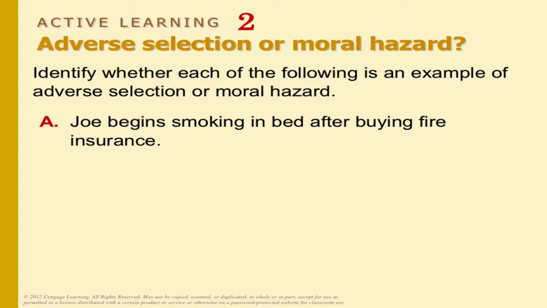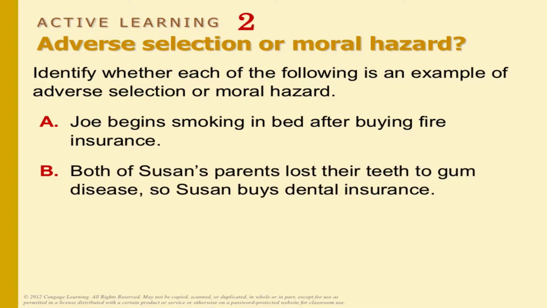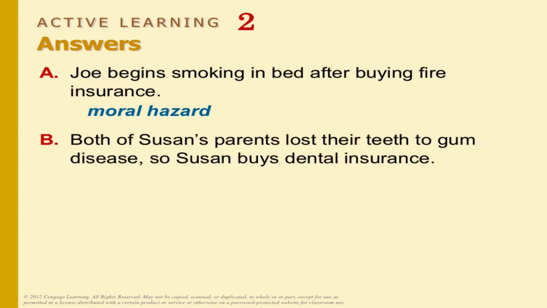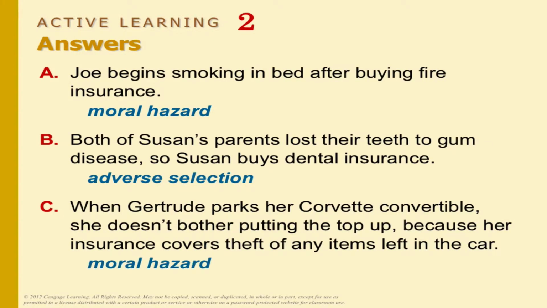Yeah, Joe's a jerk. Right? Moral hazard or adverse selection? Adverse selection. Than the fact that Gertrude's dumb. Moral hazard or adverse selection? I mean, you may as well just walk down the street and find people and be like, here, have my things.